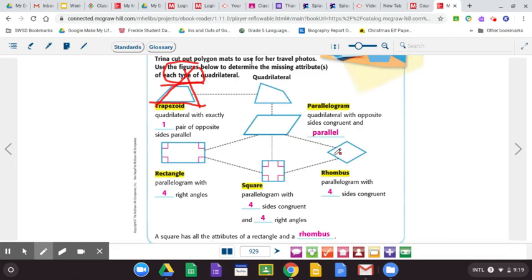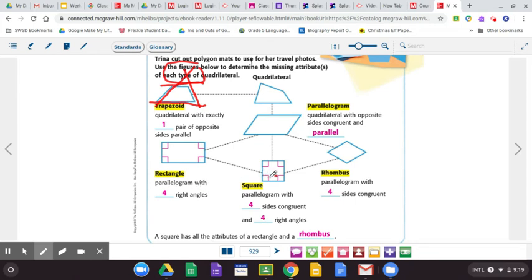So if you go out here, you see a rhombus. For a rhombus, it is a parallelogram with four sides that are congruent. So all four sides are the same length, and it's also considered a parallelogram because the opposite sides are parallel. Over here we have a rectangle. A rectangle has all the attributes of a parallelogram, but it also includes four right angles in order to be a rectangle.